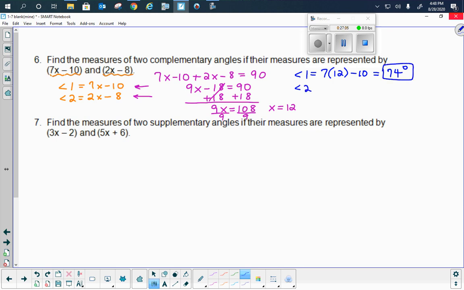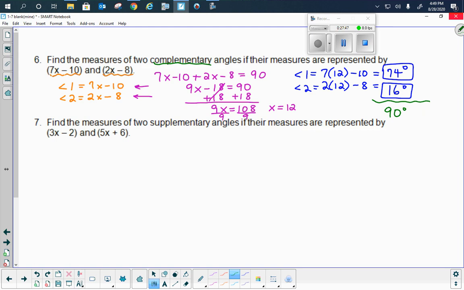Angle 2 then would be 2 times the 12 in parentheses minus 8. Again, 2 times 12 push equals, minus 8 push equals, and you will get 16 degrees. We asked for both of them, so you would give me both. However, you better be taking the time to add those up real quickly. What had they better equal? 90 degrees. If it's not exactly 90 because they're supposed to be complementary, then you have an issue. It means go back and resolve.